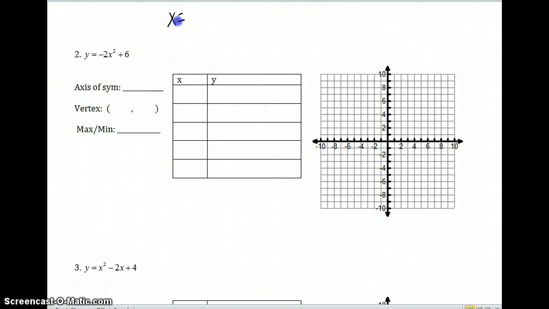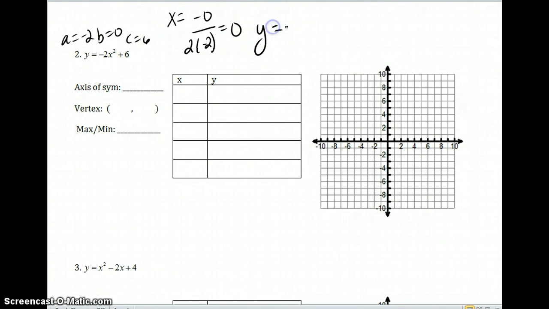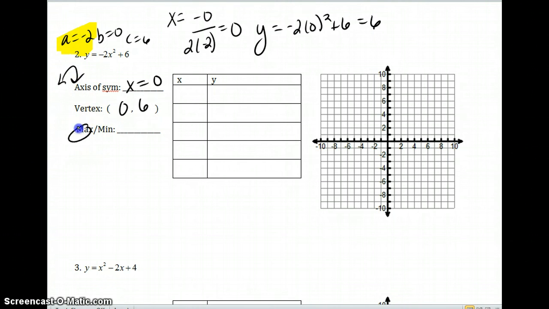So x equals negative b over 2a. So negative 0 over 2 times negative 2, which is just 0. Plug 0 in. Okay. And you get the vertex to be 0, 6. Axis of symmetry is x equals 0. Since the a value is negative this time, our parabola is going to open down, which means we have a maximum value at whatever the y value of the vertex was.